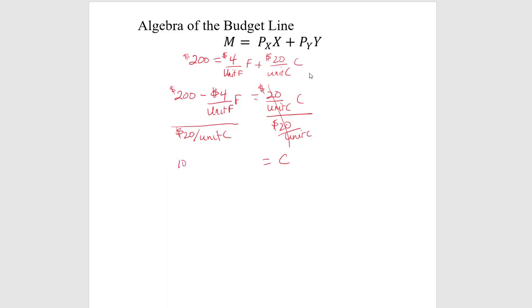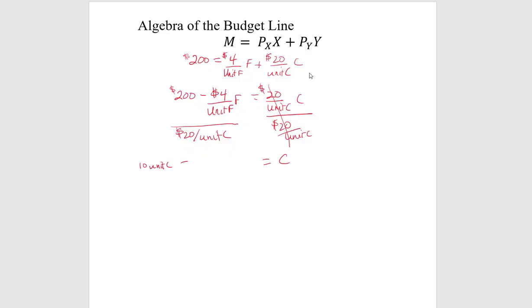And the units end up being units of clothing. Remember, if I have the fraction on the bottom, I flip and multiply. The dollar signs divide out, and I get 10 units of clothing. Then I have minus, right? The minus doesn't go away. $4 per unit of food over $20 per unit of clothing.